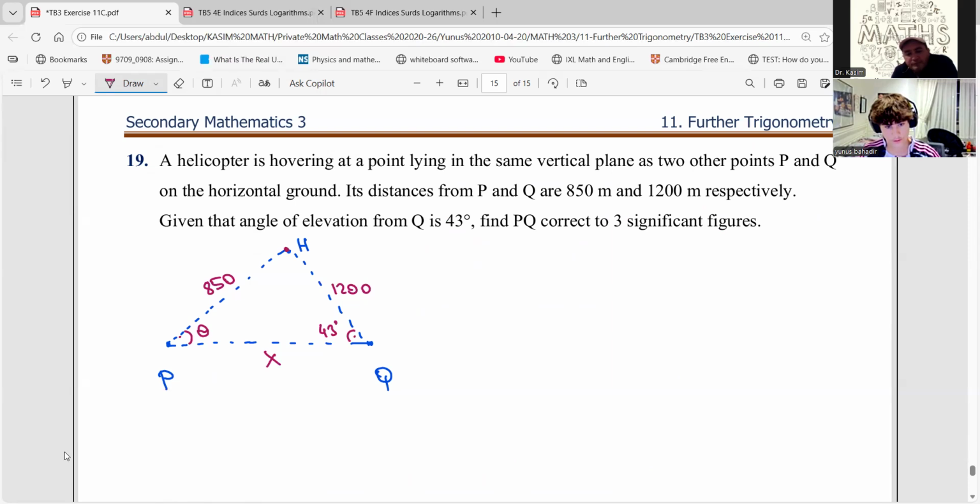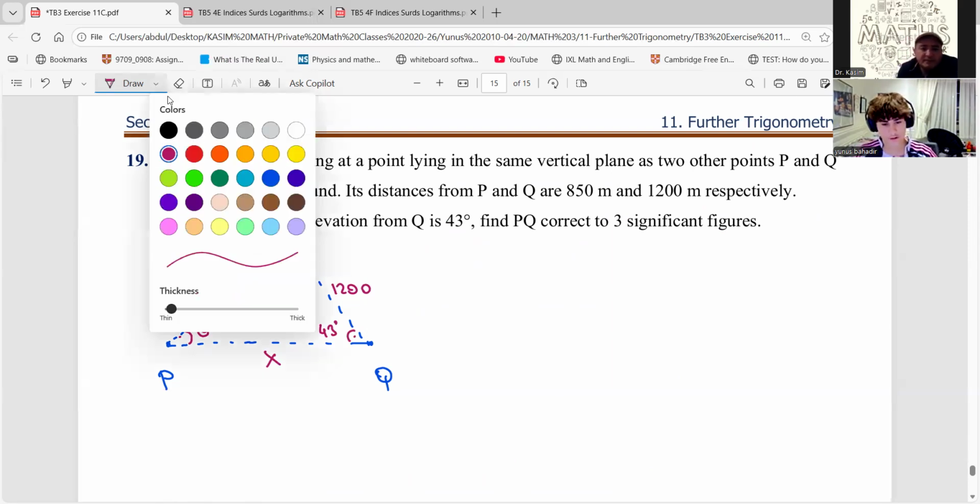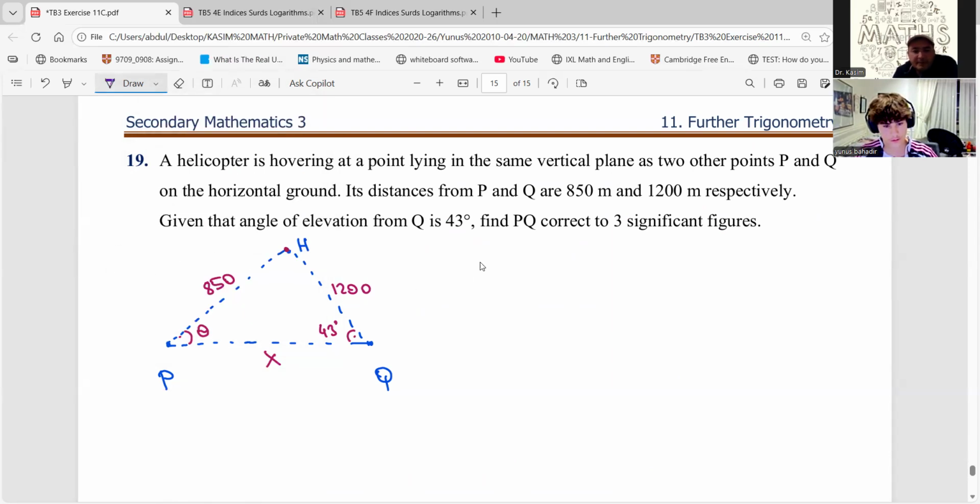First we have to find that angle. Does 850 correspond with 43? Yeah. So sine of 43 over 850 equals sine of theta over 1200. So you can find sine of theta. What is theta?